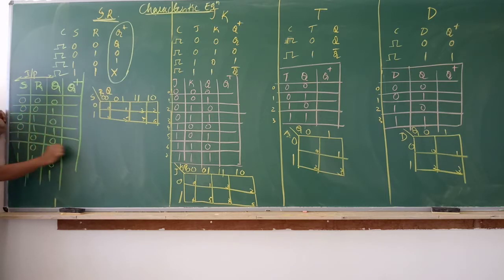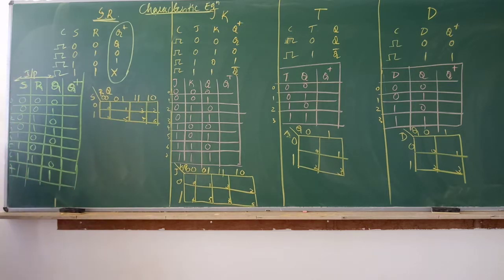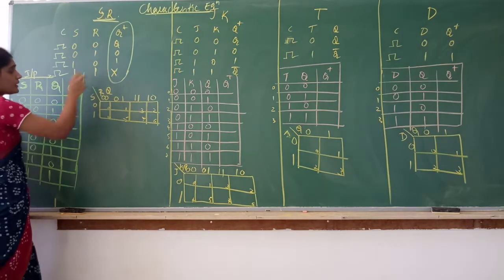Which are the inputs? S, R, Q. For what are we deriving the equation? For Q plus. Next step, Q plus of the SR flip-flop. So this is 0 1 2 3 4 5 6 7. Now how to write the next state? For this you want the function table.